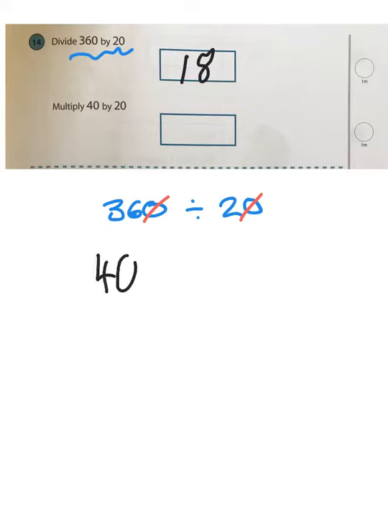40 multiplied by 20. Yes, we've got zeros all over the place, but we kind of need them.